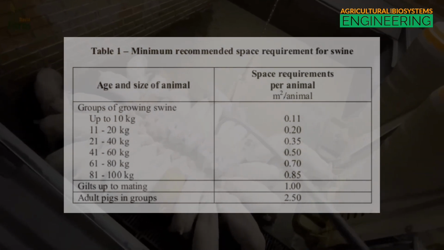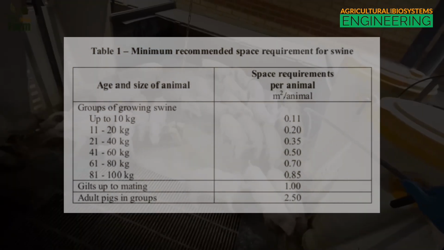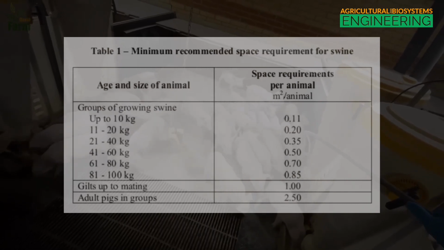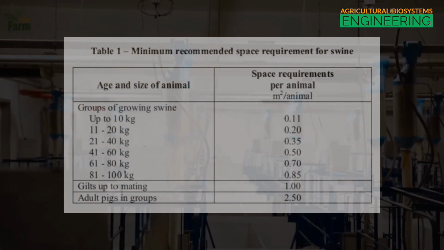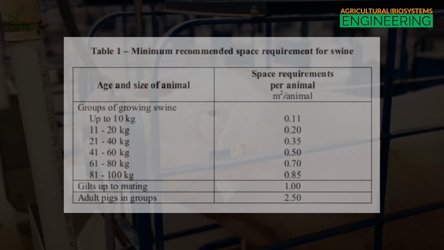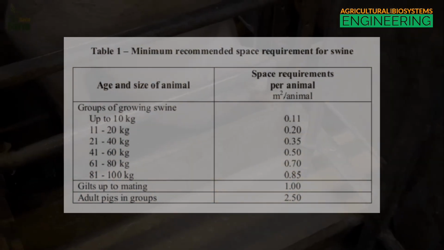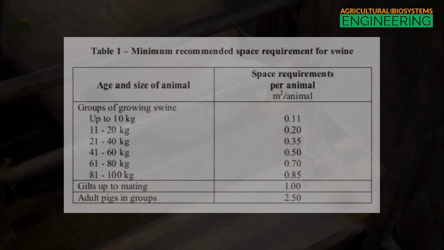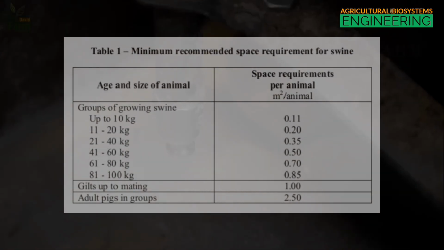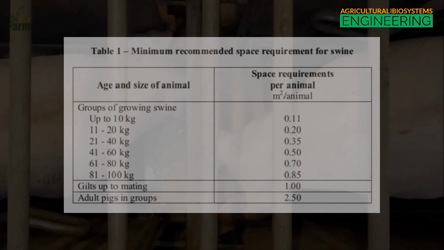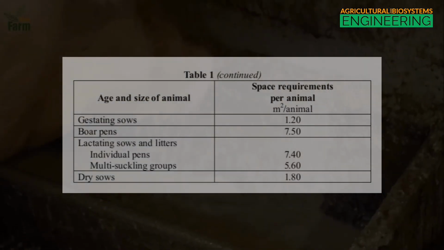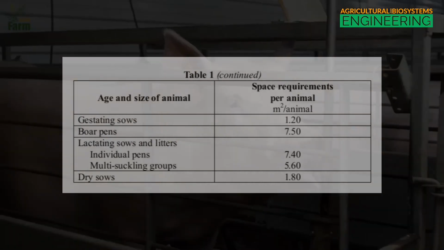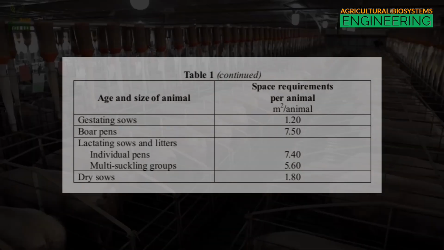Swine from 61 to 80 kg requires 0.70 square meter per animal. Swine from 81 to 100 kg requires 0.85 square meter per animal. Gilts up to mating requires 1 square meter per animal. Adult pigs in groups requires 2.50 square meter. Gestating sows requires 1.20 square meter per animal. Boar pens requires 7.50 square meter per animal.